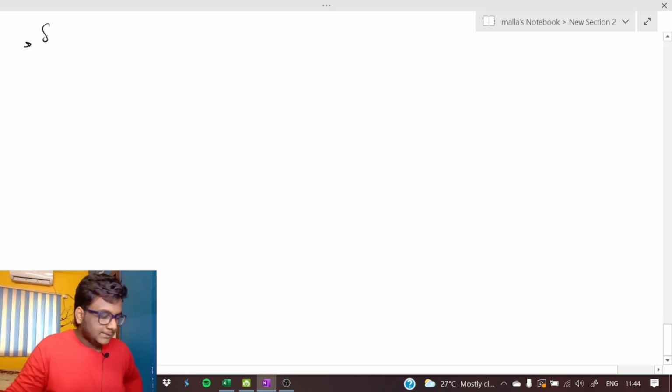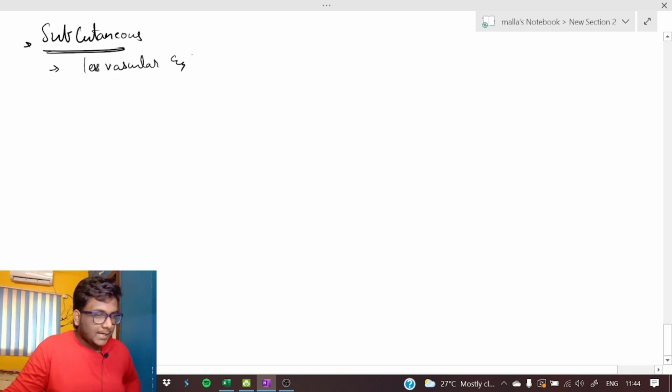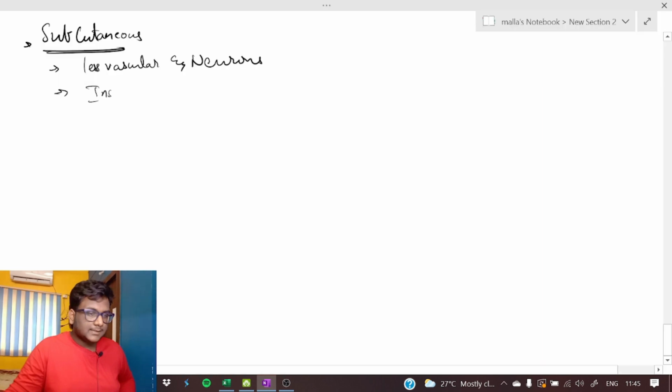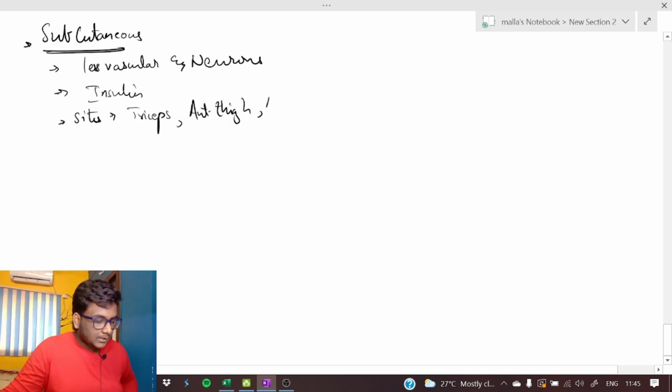And the next one is subcutaneous. The subcutaneous tissue is less vascular and richly supplied by neurons. The main drug used for subcutaneous is insulin. The main sites are triceps, anterior thigh, abdomen. For insulin, no medical assistance is required. The patient can do it by himself.